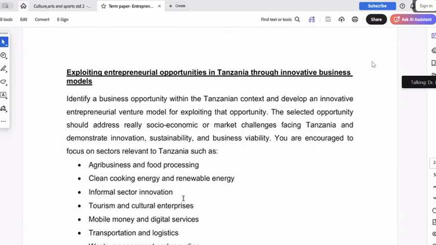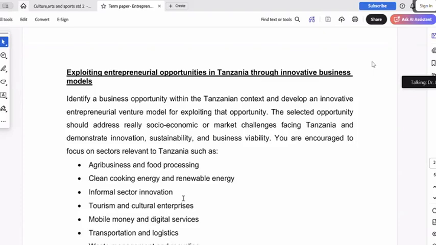What is the assignment all about? The assignment, as I shared with you last week, is about exploiting entrepreneurial opportunity in Tanzania through innovative business model. That is, you need to identify a business opportunity within the Tanzanian context and develop an innovative entrepreneurial venture model for exploiting that opportunity. That means the selected opportunity should address a real socio-economic or market challenge facing our country, as well as it should demonstrate innovation, suitability, and business viability.